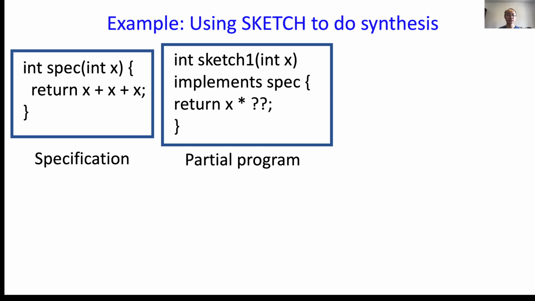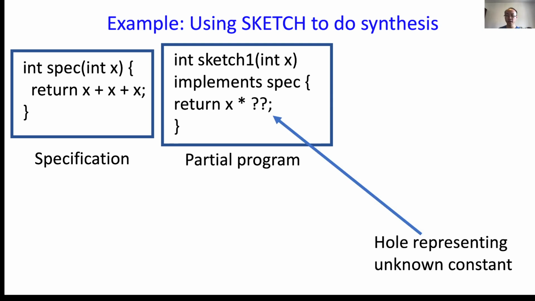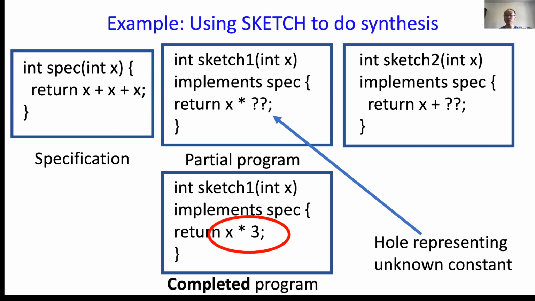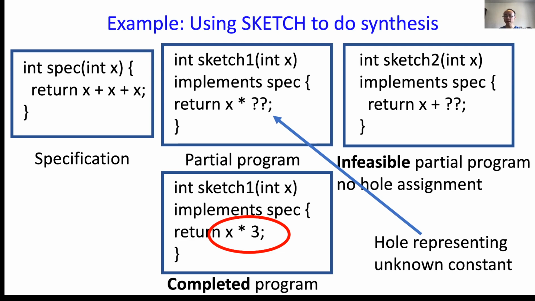If we consider this partial program, the question mark here is a hole which represents an unknown constant integer. Then Domino can generate code for it by setting the hole value to be 3 to get the completed program. However, if we consider this other partial program, then Domino cannot find any solution for it. That's why we call this partial program infeasible.